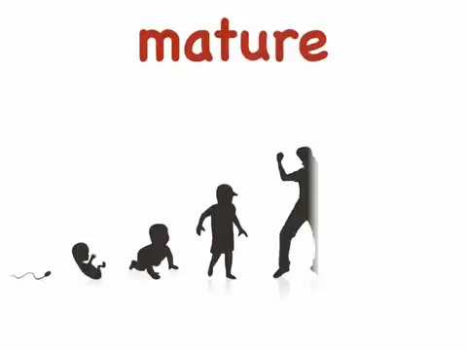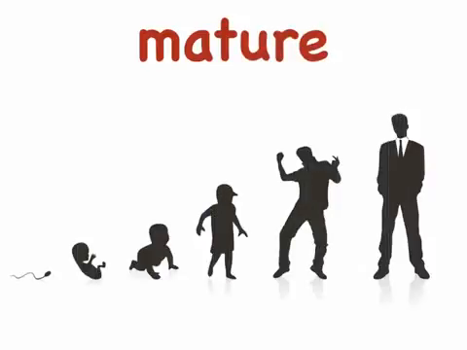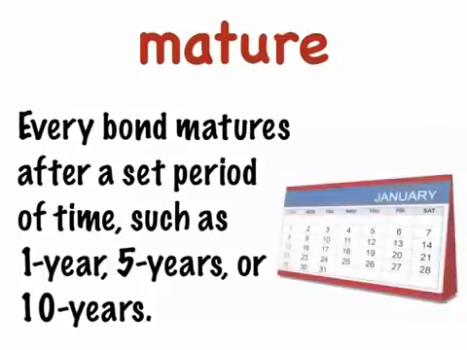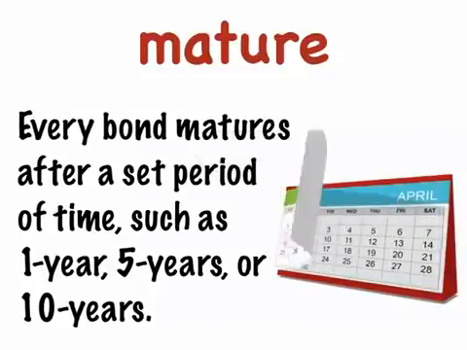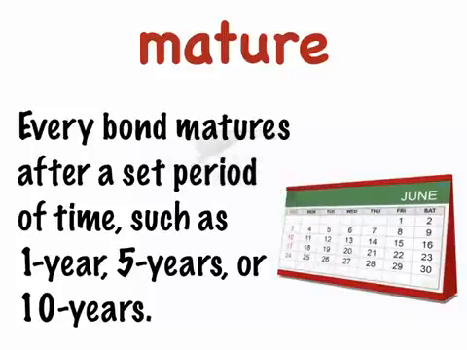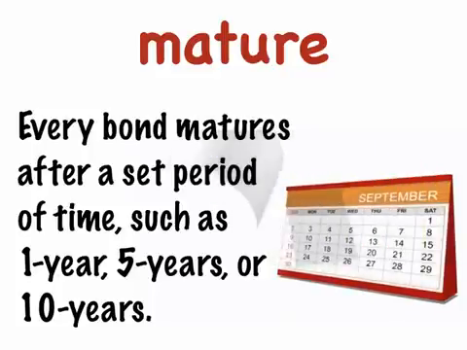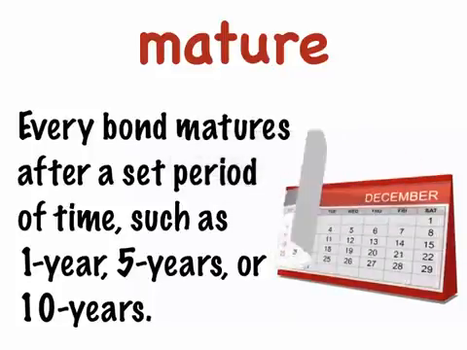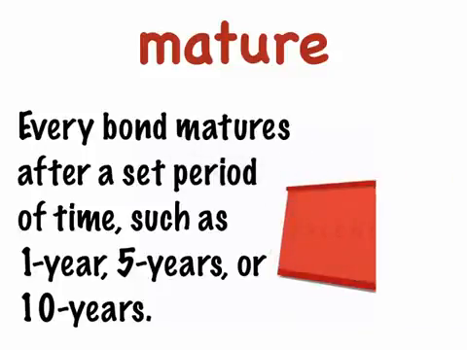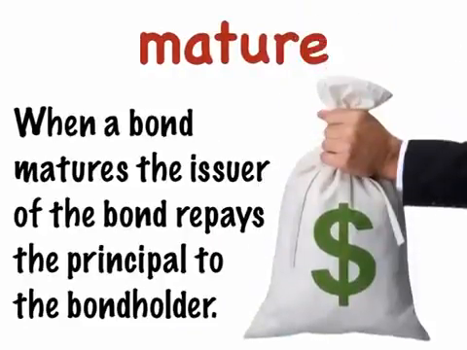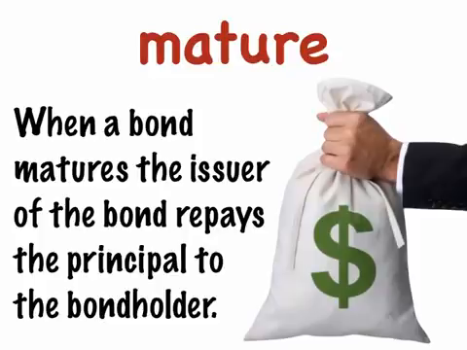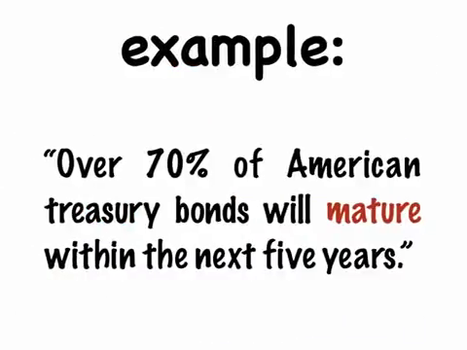Mature. Every bond matures after a set period of time, such as 1 year, 5 years, or 10 years. When a bond matures or is called, the issuer of the bond repays the principal to the bondholder. Over 70% of American Treasury bonds will mature within the next 5 years.